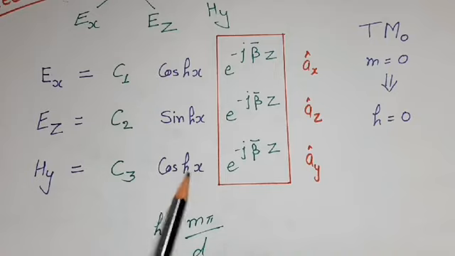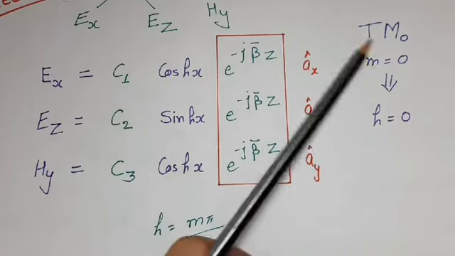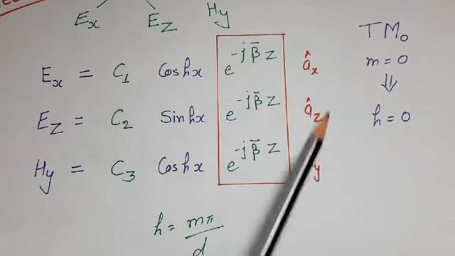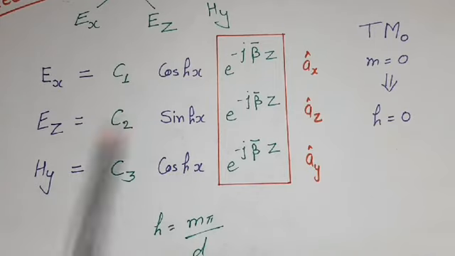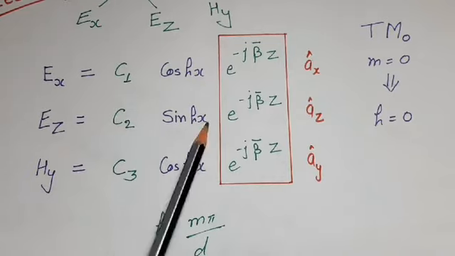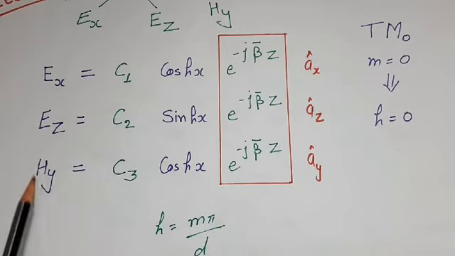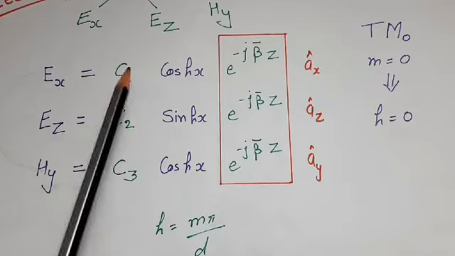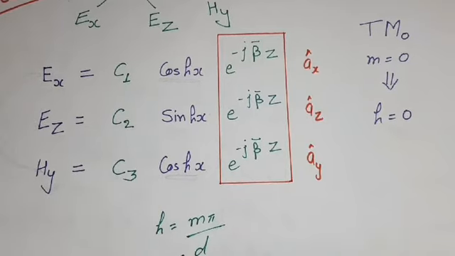So if we plot field distribution for TM0, TM0 means transverse magnetic mode with m is equal to 0. For m is equal to 0, this term becomes equal to 0, because m is equal to 0 means h is equal to 0. Therefore, for m is equal to 0, only Ex and Hy will exist. And these two terms are also constant, because cos 0 is equal to 1. Ex and Hy are constant means these fields are not changing in x direction.